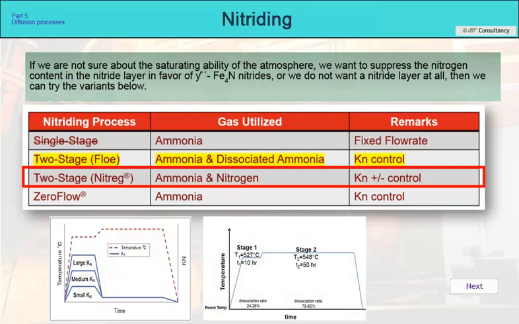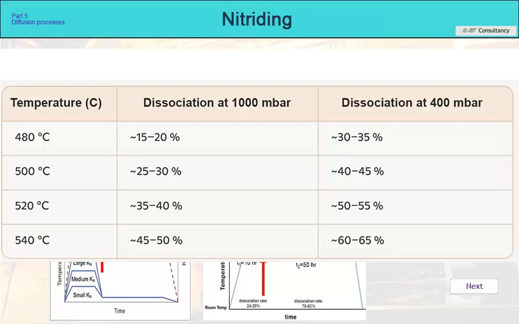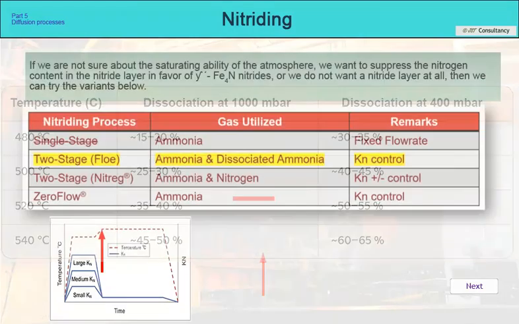The second option is to increase the temperature in the ammonia environment, which automatically increases the dissociation of ammonia and at the same time reduces Kn. However, it should be noted that in the acceptable temperature range up to 600 degrees Celsius, Kn does not drop below 1. In no case can nitrogen be added to ammonia. Paradoxically, adding nitrogen increases the nitriding number Kn. If we want to use only pure nitrogen for the diffusion period, we have to separate the two gases.